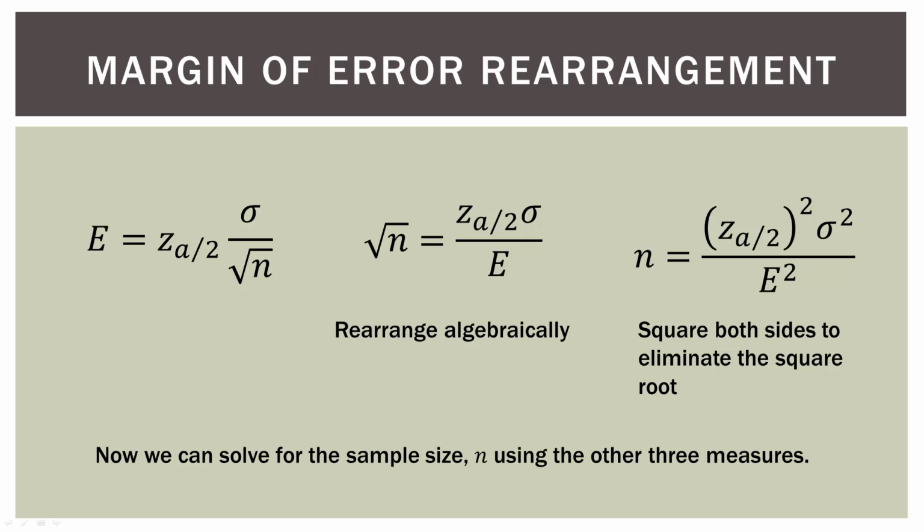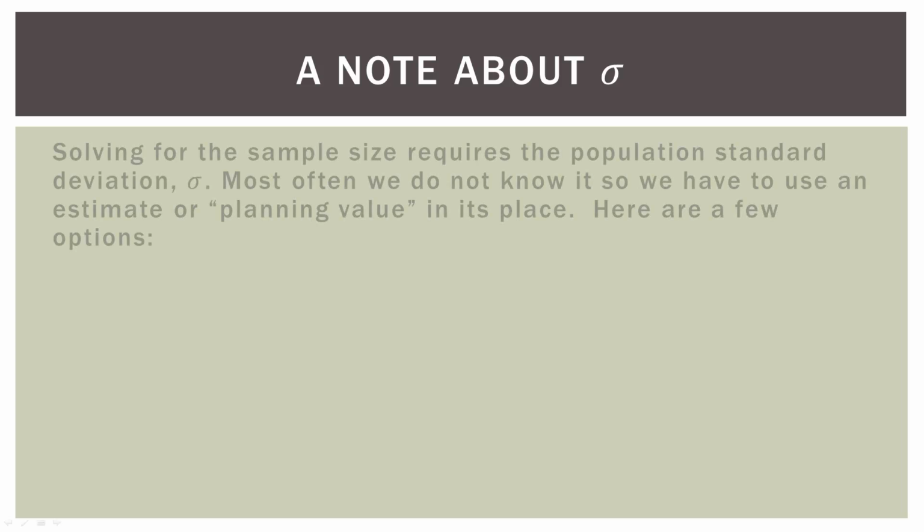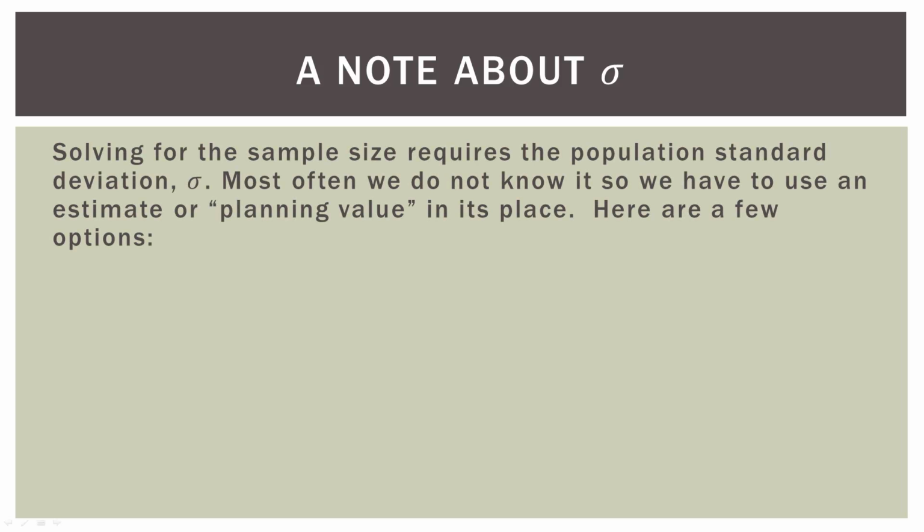So now we can solve for the sample size n using these other three measures that we are given or that we choose. And that's it. We're just taking the expression we already know for the margin of error, rearranging it so we can solve for n. So a little bit of note about sigma. As I mentioned in many other videos, when we solve for the sample size, it really requires the population standard deviation sigma. Now most often we do not know it. So we have to use an estimate, or what's called a planning value, in its place.